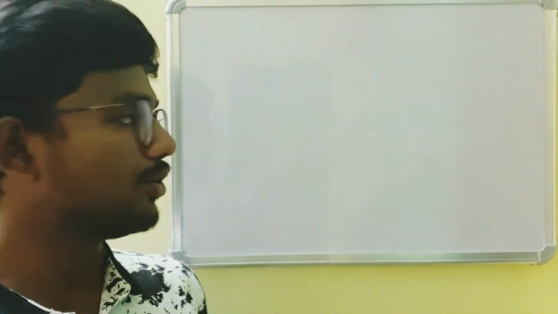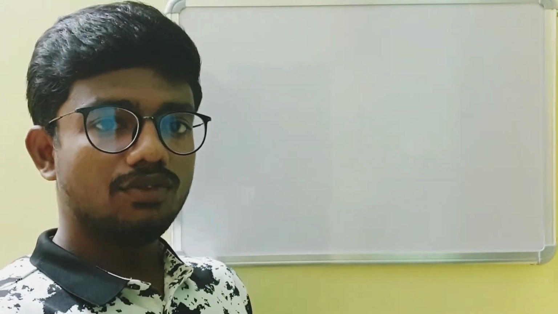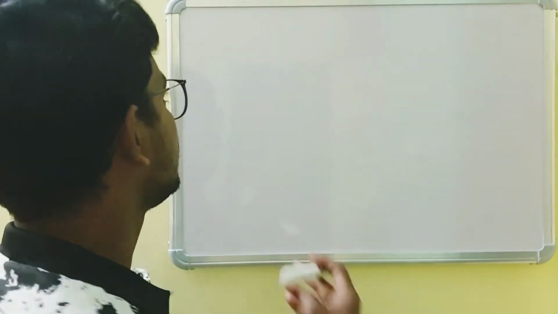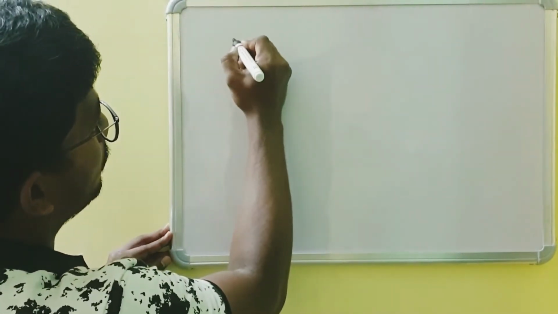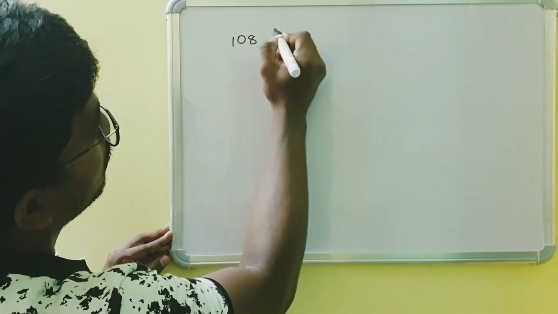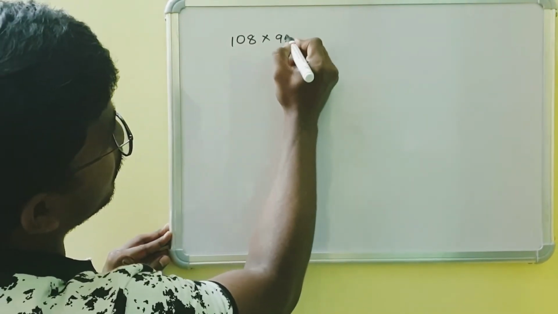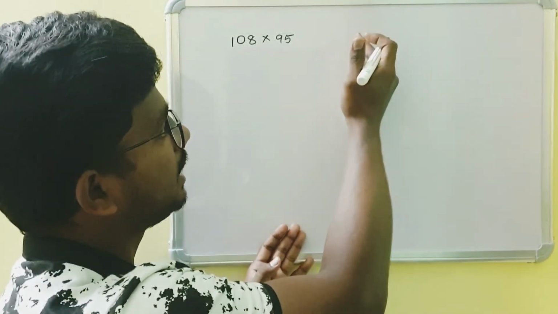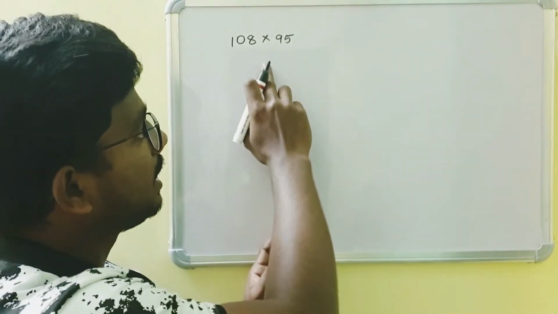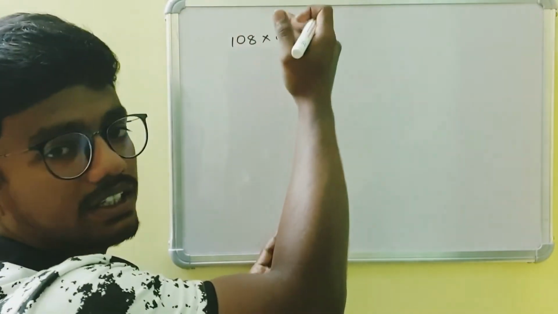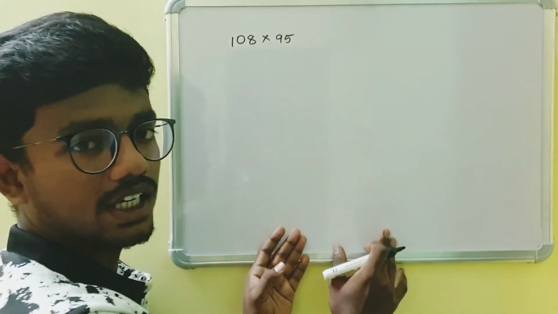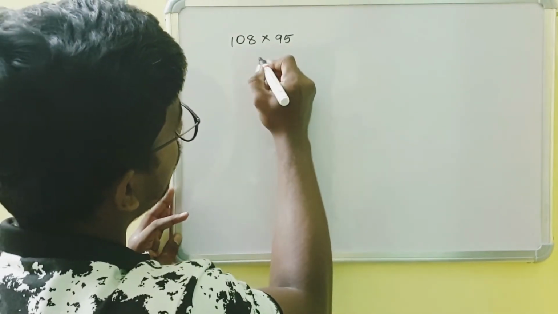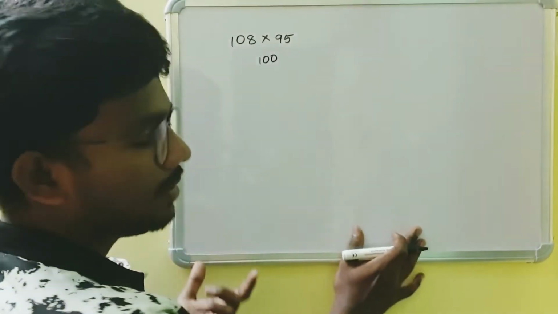Discuss about the third case. In the third case, we are going to deal with the numbers with one number lesser than 100 and one number greater than 100. Okay, let us see the example. The example is 108 into 95. Okay, in the first two cases we have taken numbers both greater than or both lesser than, but in this case we are taking one number greater than 100 and the other lesser than 100. Okay, here these two numbers are nearer to 100, so I am taking 100 as my common value.